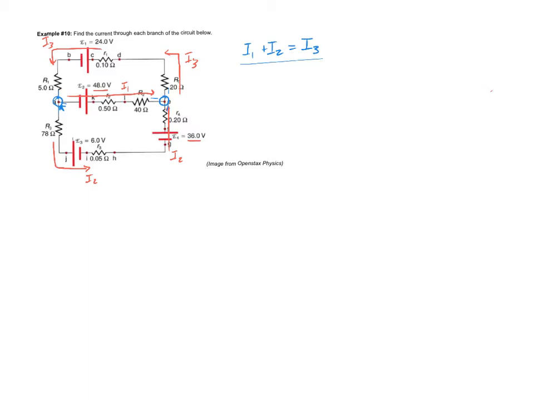I'm going to choose the one around the outside just because it seems like the outside would be a good choice. It's easy to follow around. So I'm going to start actually right here at G, right before I go through that first one. And I'm going to go counterclockwise around. All right? So I go first through that battery right there, which is 36 volts. I am going from negative to positive.